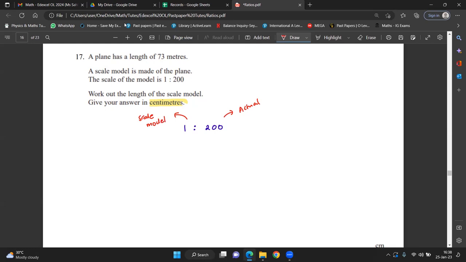How do I decide what's the actual and what's the scale model? Very good. Always the scale model will be the smaller number. Your actual will be the larger number. So guys, 73 meters of a plane, is that the actual value or the model value?